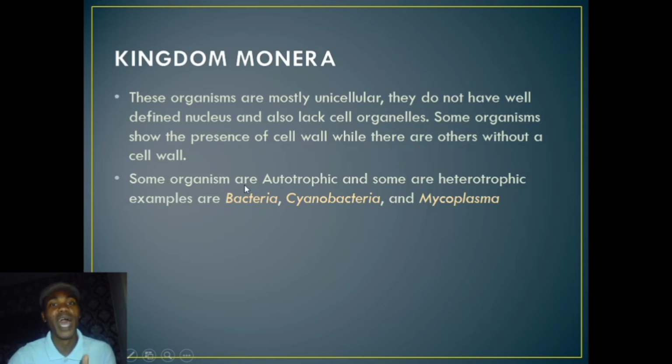Now some organisms are autotrophic, while some are heterotrophic. Now an autotrophic organism, majorly most times plants, are organisms or plants that produce their own food through the process of photosynthesis. Now let's continue. Examples of organisms under the Monera kingdom are bacteria, cyanobacteria, and mycoplasma. These are examples of organisms that are under the kingdom Monera. Let's continue.